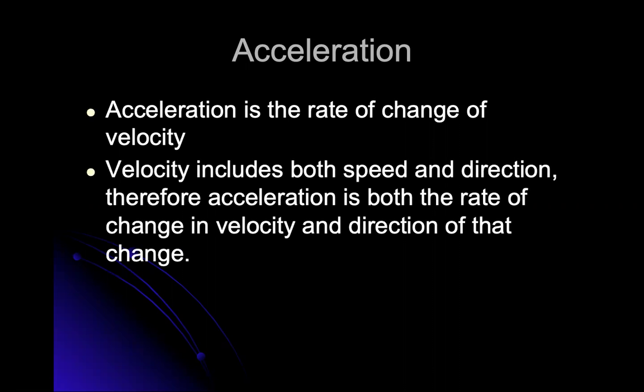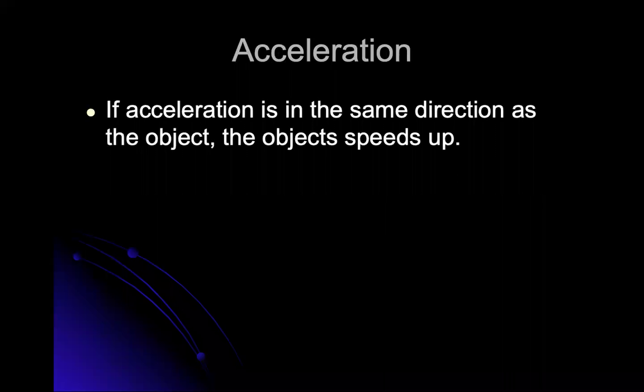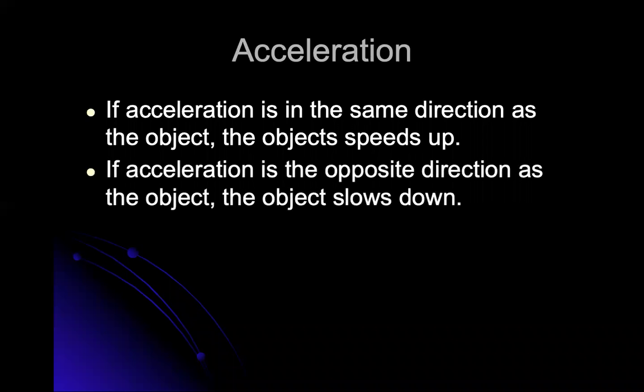All right, so velocity includes both speed and direction. Therefore, acceleration is both the rate of change in velocity and the direction of that change. That's relatively complicated in the way we worded it. We'll make it simpler as we move on. So acceleration is in the same direction as the object if the object speeds up. Acceleration is in the opposite direction if the object slows down.